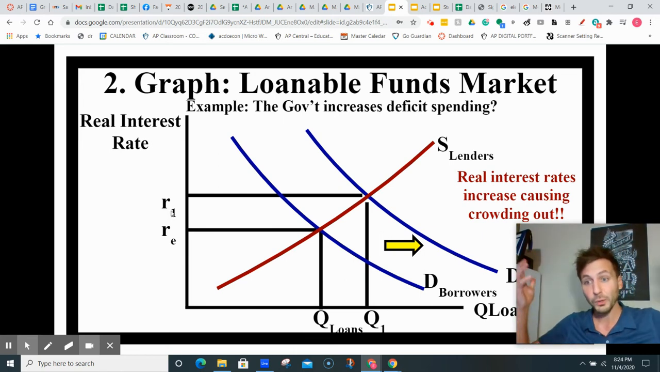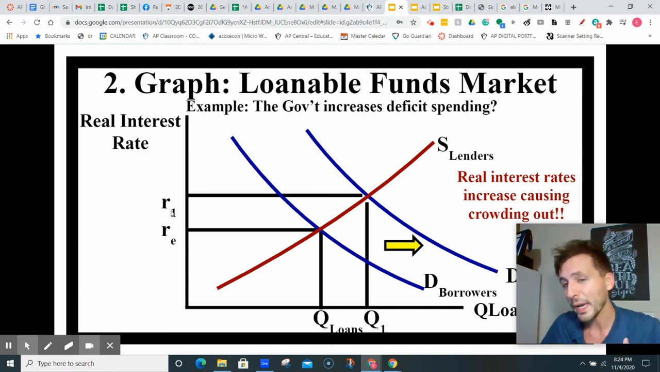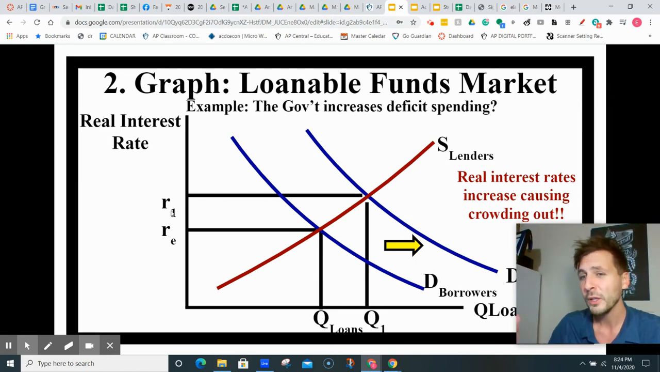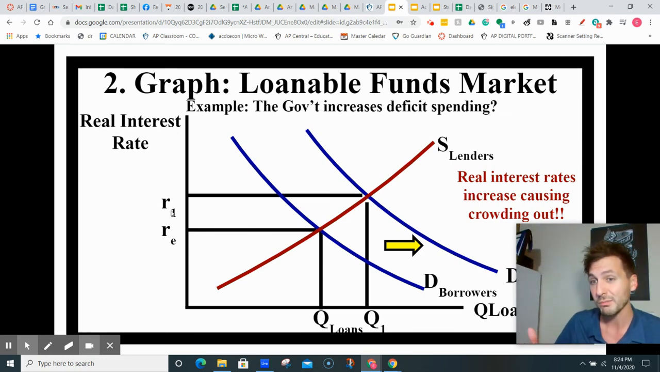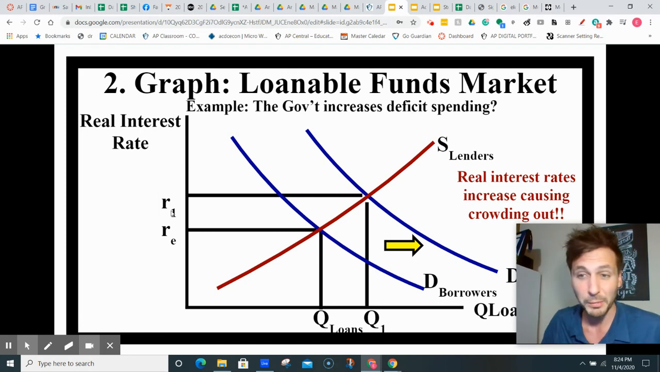I'm not going to buy a house. I'm not going to buy a car. I'm not going to build a factory. And so it crowds out potential real investment that can result in economic growth. So we have temporary fixes through expansionary fiscal policy. It gets rid of our recession. But what's the cost? Well, the long term cost might be diminished economic growth in the future.